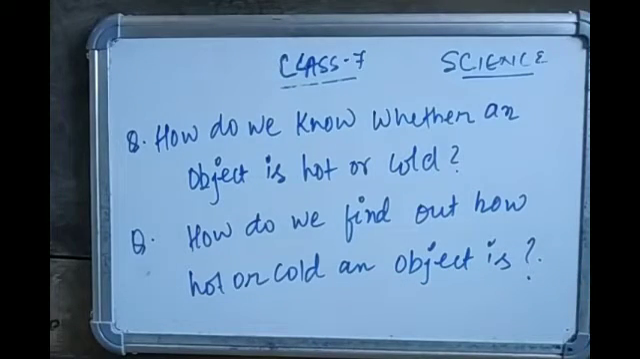So these two questions are related. First question is, how do we know whether an object is hot or cold? And the second, which is related to the first question, is how do we find out how hot or cold an object is?